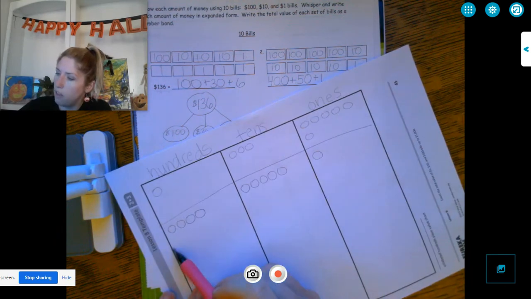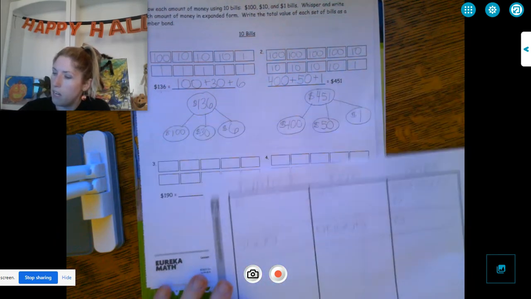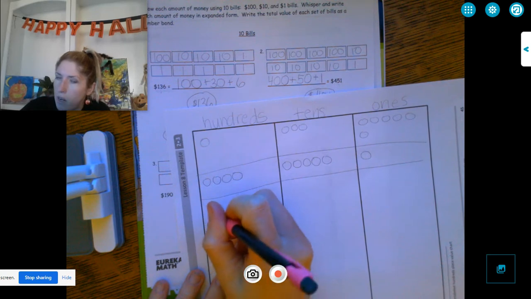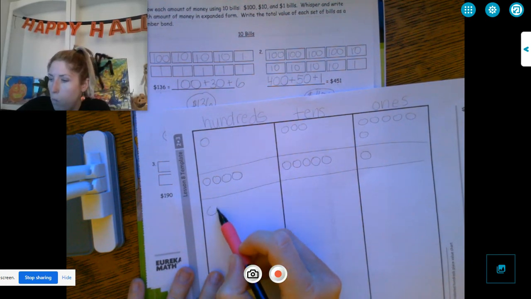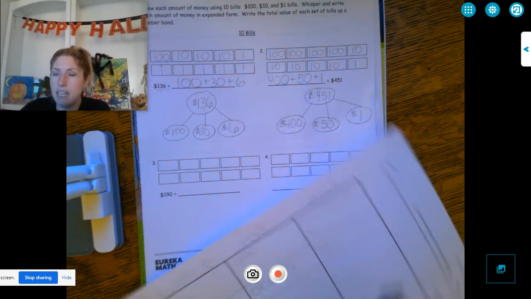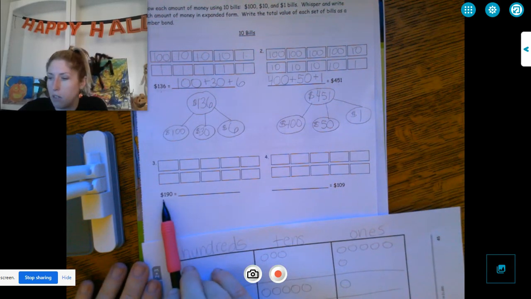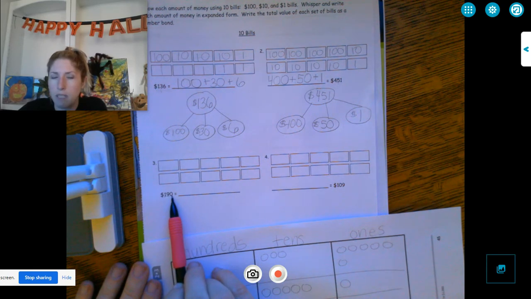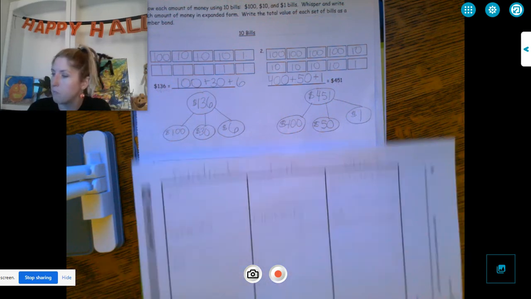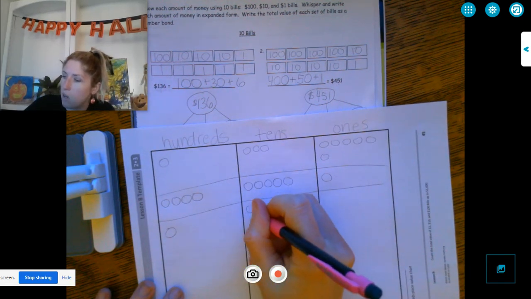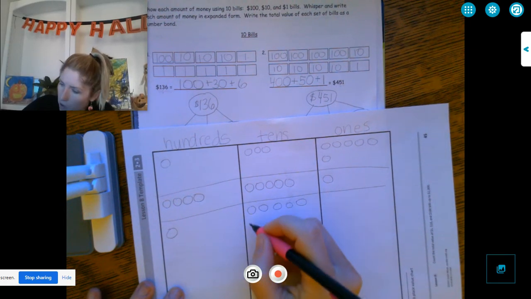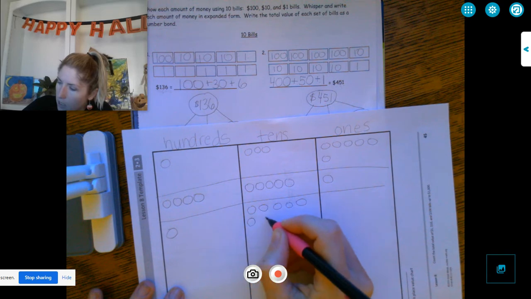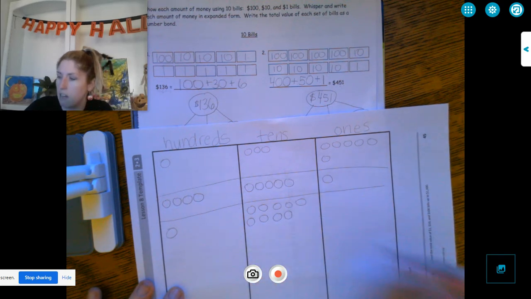Next one, $190. So I'm going to draw a line. Okay, next one, $190. So 190, how many hundreds are in the number 190? 100. How many tens are in the number 190? So here's our hundreds place, here's our tens place, and here's our ones place. How many tens are there? There's 9 in 90. So we're going to make a row of 5. 1, 2, 3, 4, 5. And then we're going to start another row right underneath that one. 6, 7, 8, 9 for 90.